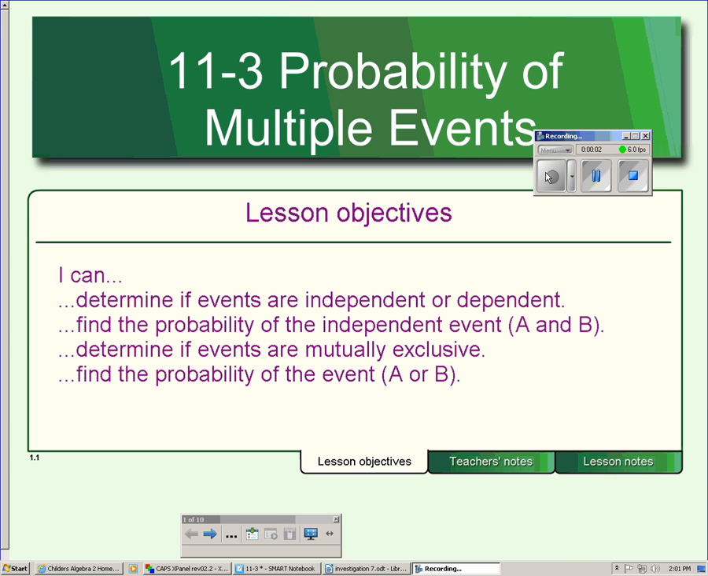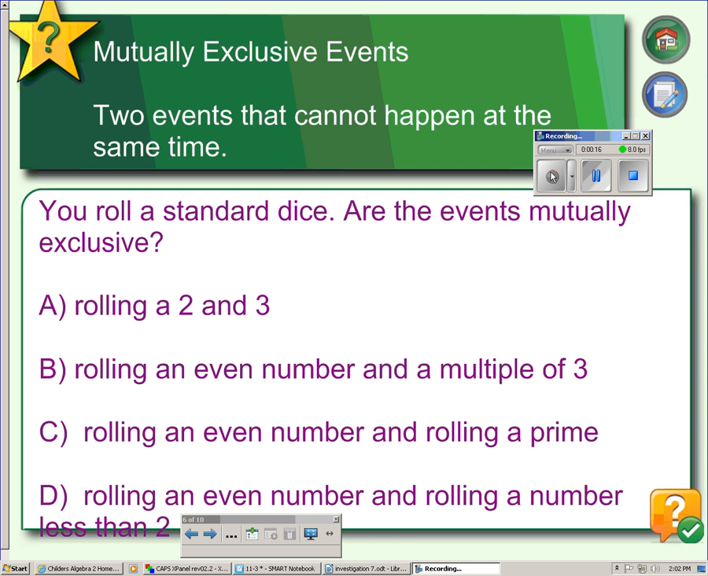This is lesson 11.3, part 2. In this half of the lesson, we will learn how to determine if events are mutually exclusive and then how to calculate their probabilities if it is an OR probability. So, mutually exclusive events are two events that cannot happen at the same time.